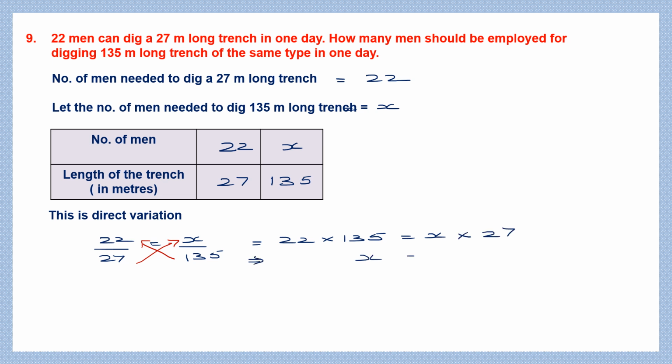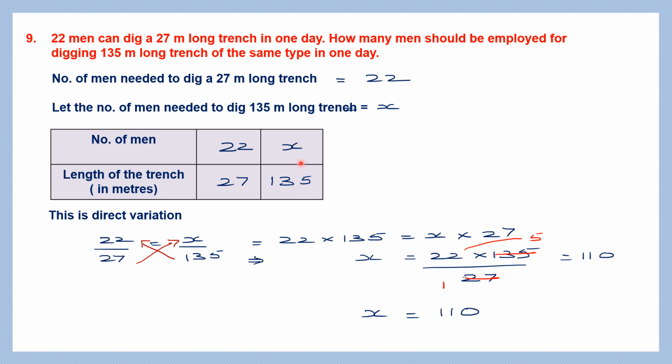Now let's solve for x. So x is equal to 22 into 135 divided by 27. Here we can cancel 27 and 135. 27 ones are 27 and 27 into 5 is 135. Now we just have to multiply 22 into 5 and that is 110. So we have found the value of x and x is 110.